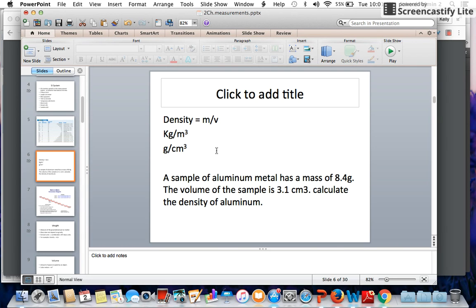So we're mostly going to be dealing with grams per centimeters cubed. So we put 8.4 grams on top and 3.1 centimeters cubed on the bottom. So 8.4 divided by 3.1 will give you the density. And that's going to be density in grams per centimeter cubed.